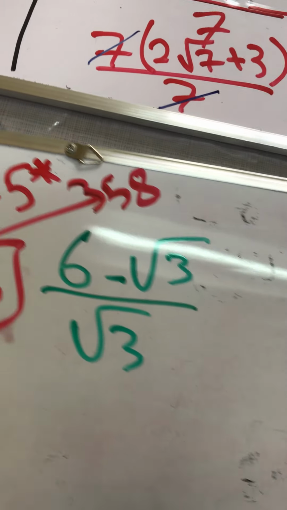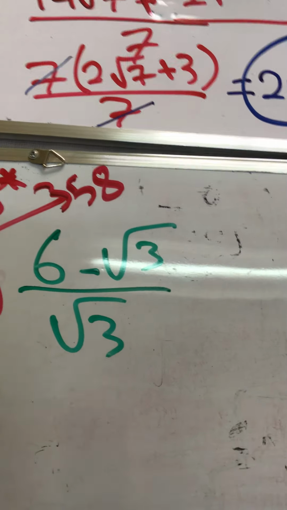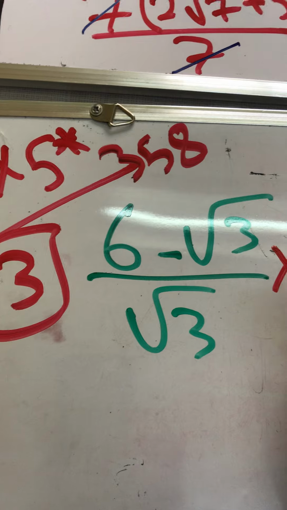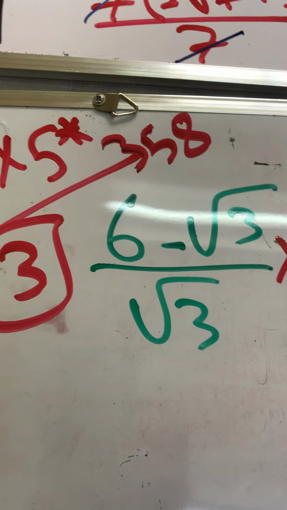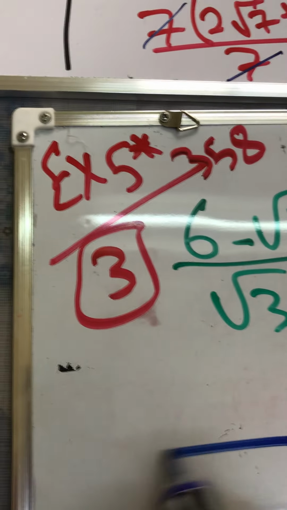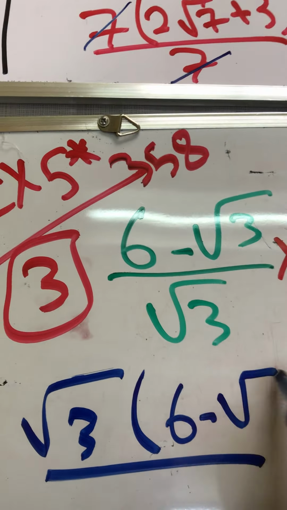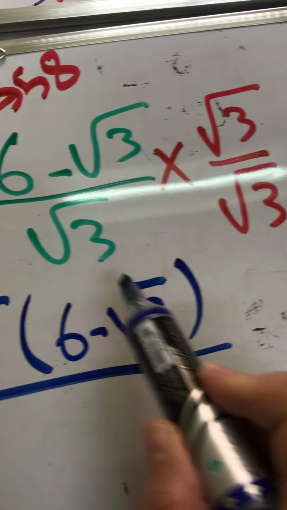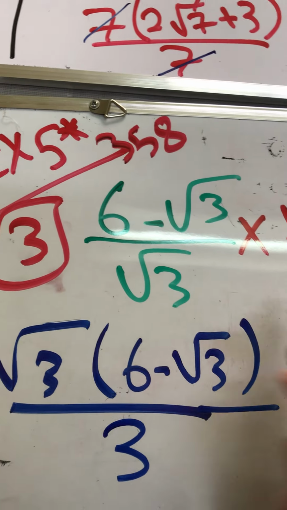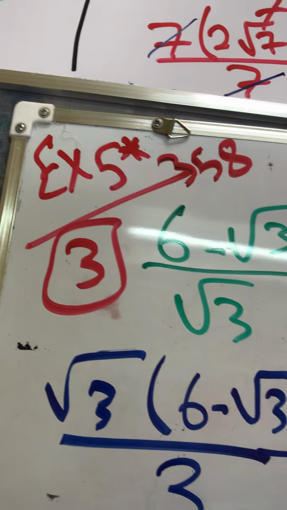I am still in rationalizing fraction. Okay, here what is the denominator? √3, multiply by it up and down to rationalize the fraction. Now I have √3, open brackets, 6 minus √3, like this, and down √3 times itself equal 3. This is the aim, to change it into a rational number.